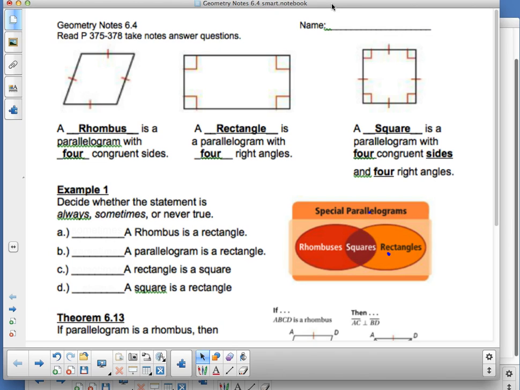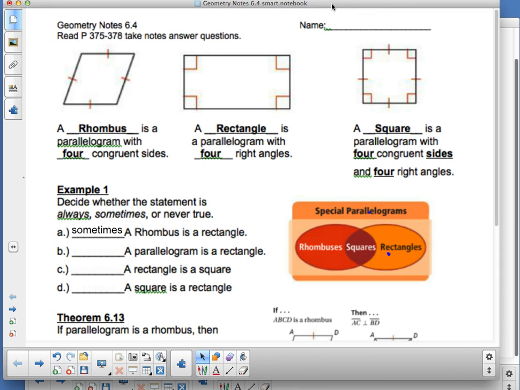Now this is the sometimes, always, or never section. Looking at this special parallelograms Venn diagram, you have rectangle properties, you have rhombus properties, and there is a sweet spot where both those properties overlap, and those are squares. You're going to answer sometimes, never, or always. A rhombus is a rectangle. Sometimes, when it's a square, right? A rhombus is a rectangle when it's a square, so sometimes.